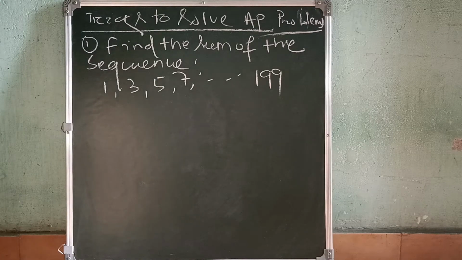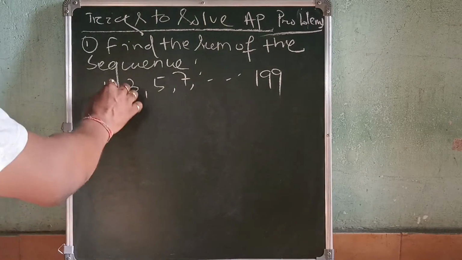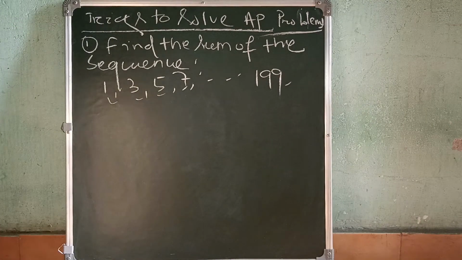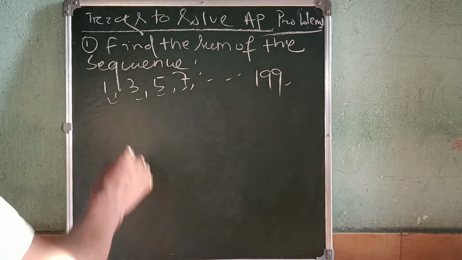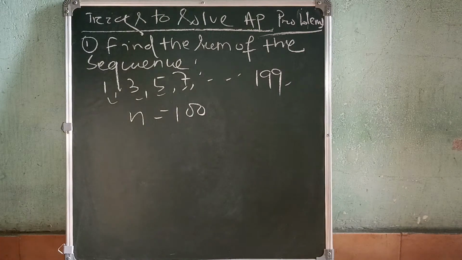Up to 200, how many numbers are there? 100 numbers. So find the sum of the sequence. Here you see all these are odd digits, 1, 3, 5, 7 up to 199. So how many odd numbers are there up to 199? That is 100 also, because the last one is the 199 odd number.